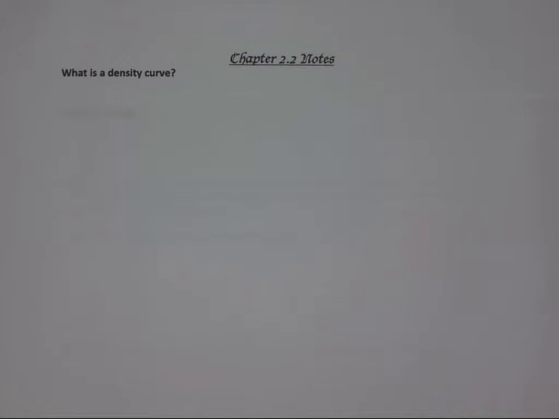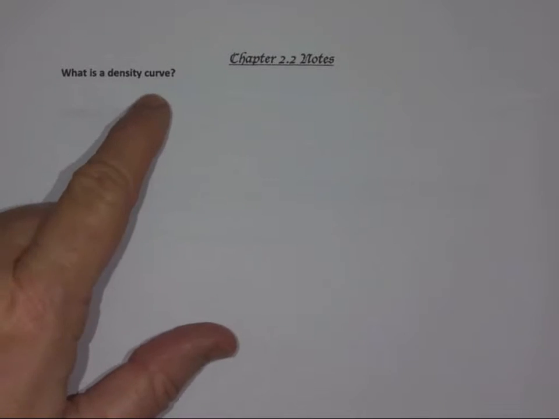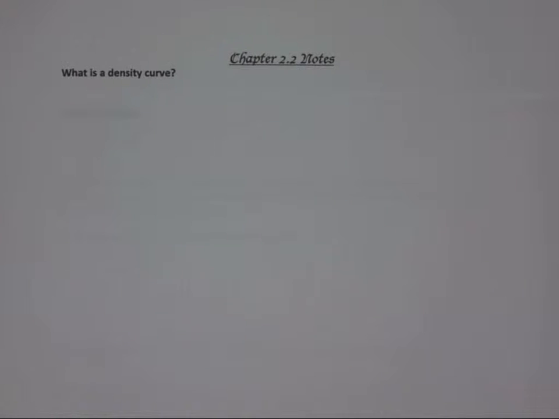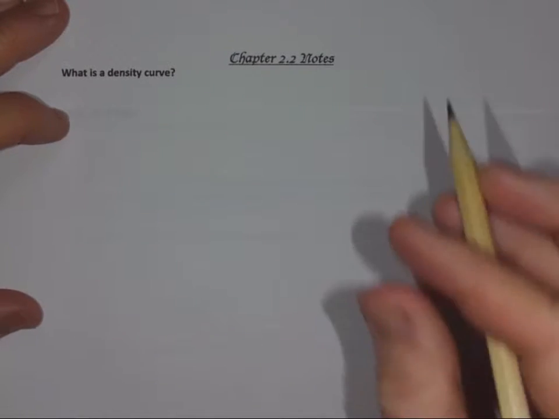So like I said, the main density curve that we're going to be dealing with is going to be a normal curve. Later in the year we'll deal with uniform curves, which just go straight across. But what is a density curve? A density curve is basically a graph that we use to solve problems, and there are two main features of it.